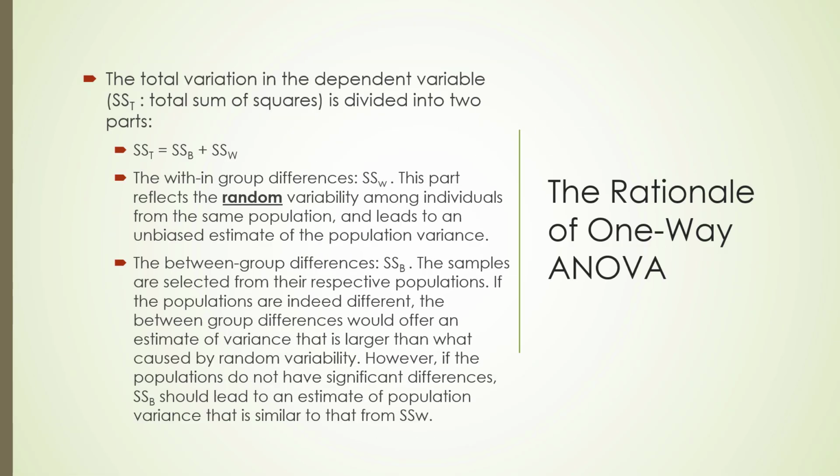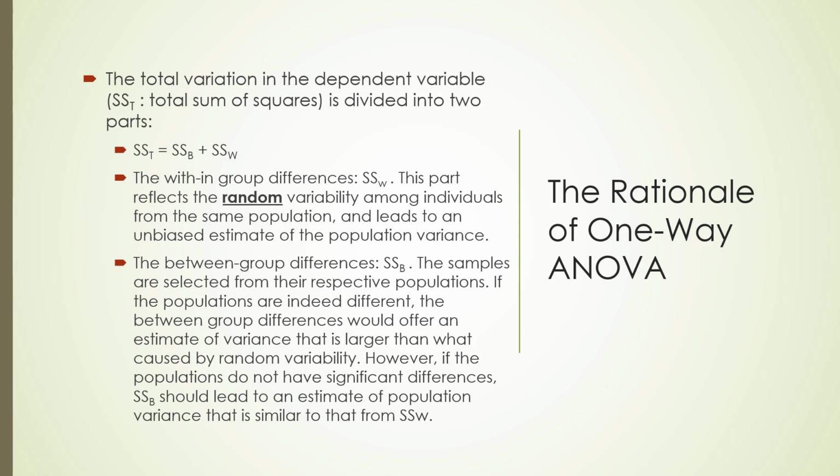Next, I would like to explain the rationale of the ANOVA test. This part is not required, but it helps your understanding of the procedure. Unlike the t-test, ANOVA uses an F-test. The F-test is based on the principle that there are 2 ways to estimate population variance. If the null hypothesis is true, both variance estimates are unbiased and should be similar in value.